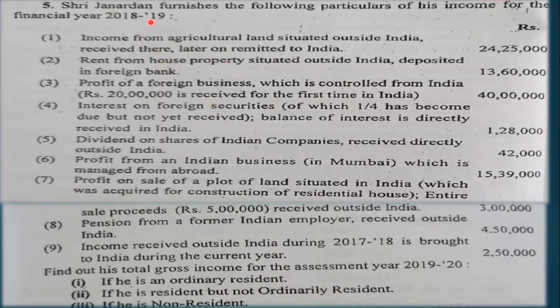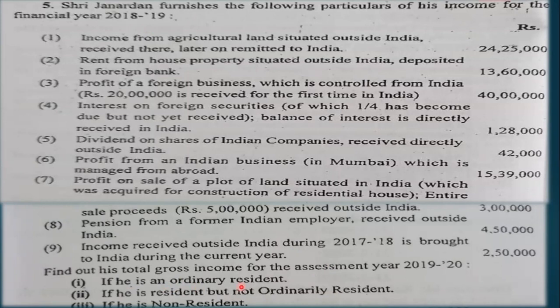Here we have the information of Mr. Janardhan, and we have to find out his taxable income for the financial year 2018-19. It means the previous year is 2018-19, so the assessment year will be 2019-20. Clear? We have to find the taxable income for all three cases.